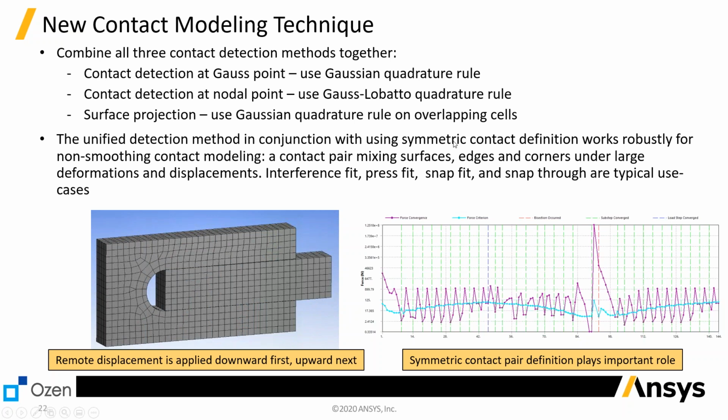And we can use this by defining the contact definition as symmetric. It's now better, especially in cases when we have interference fit or press fit or snap fit. It will work more smoothly now, and it will be easier to converge compared to the previous contact techniques that were used separately. But now they're combined together and give us much better performance.